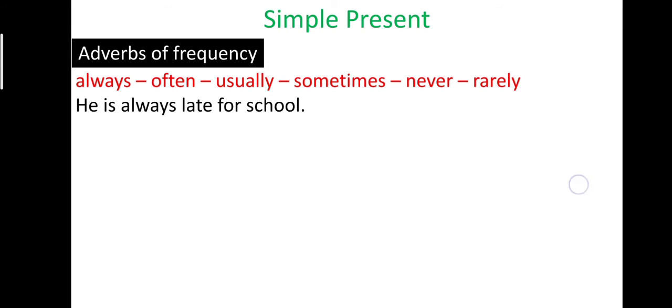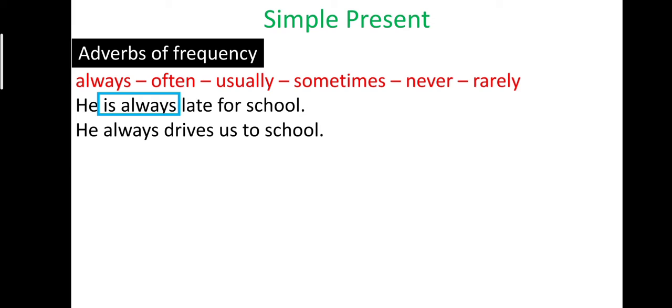But if we have a main verb, like this sentence, he always drives us to school. So the main verb here is drives, and we use always before this main verb, and this is also like a general rule for the adverbs of frequency. So we use them after verb to be, before the main verb.